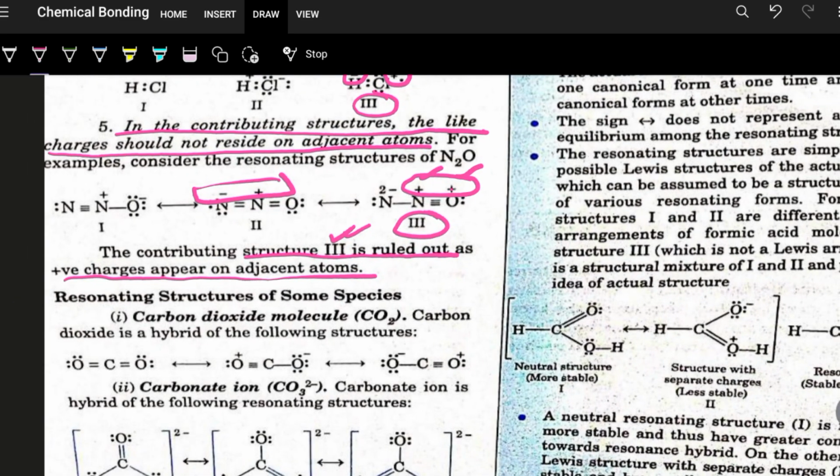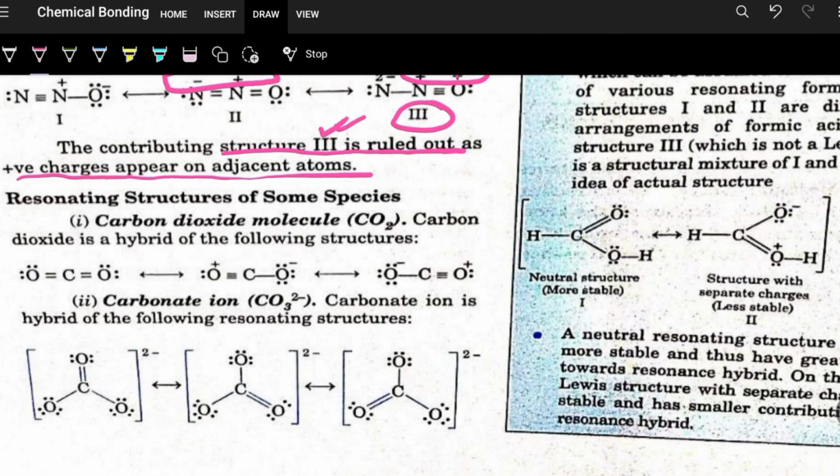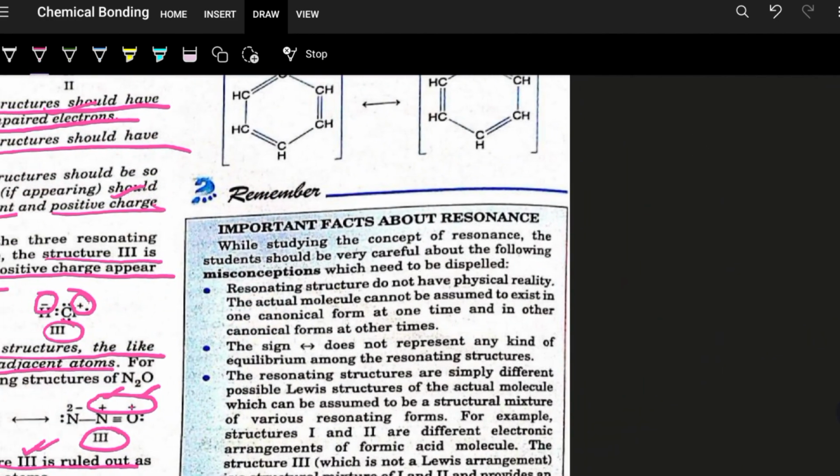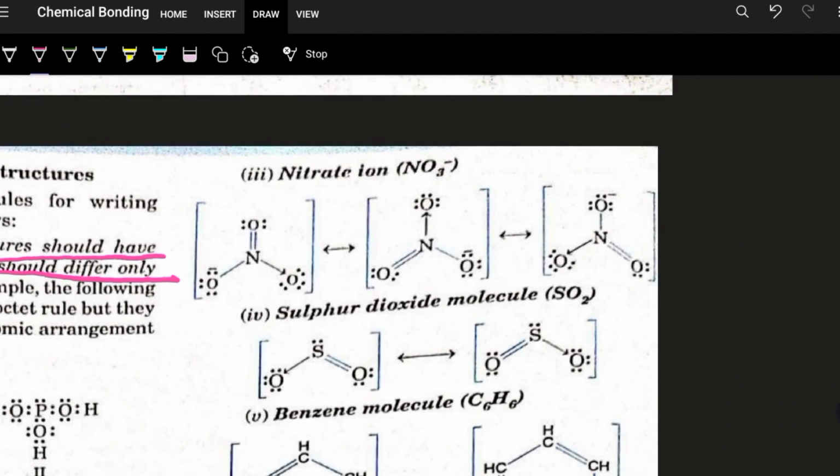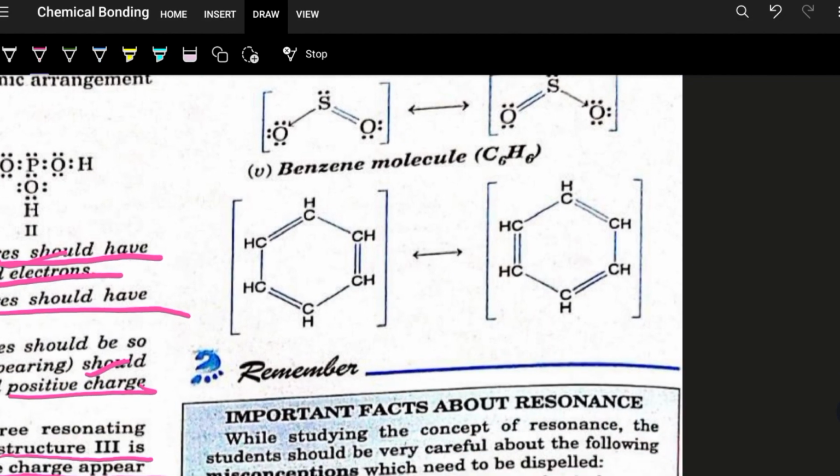So resonating structures of some species are given for practice. You can practice to see which is more stable. You have to follow the rules which I have already mentioned. Now these are NO3 minus, SO2, C6H6 benzene.